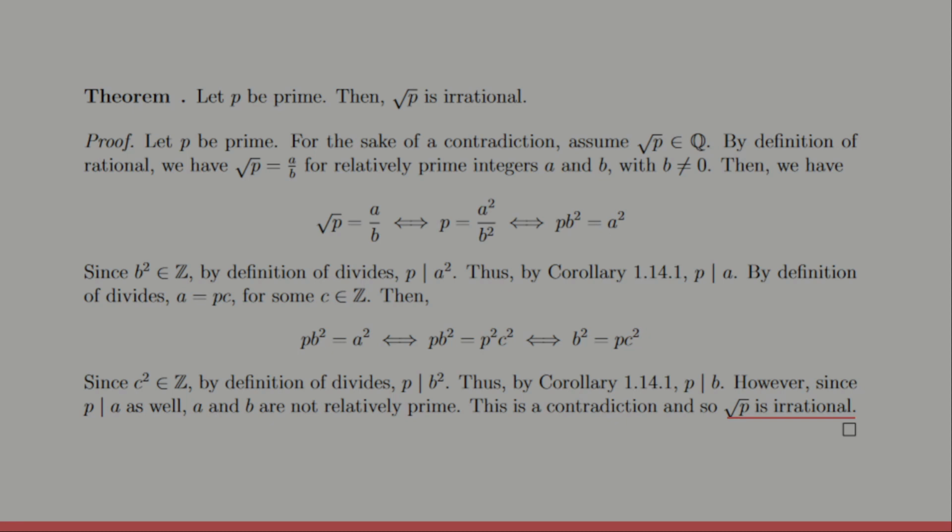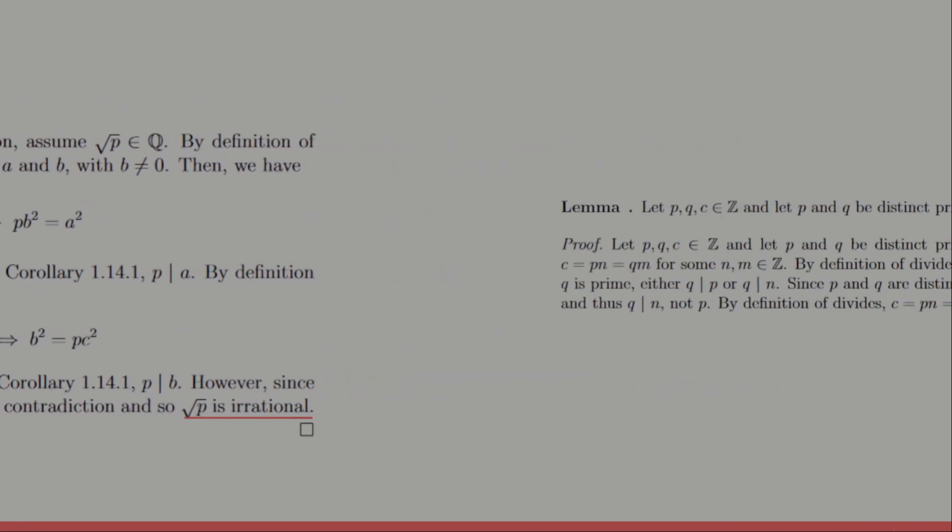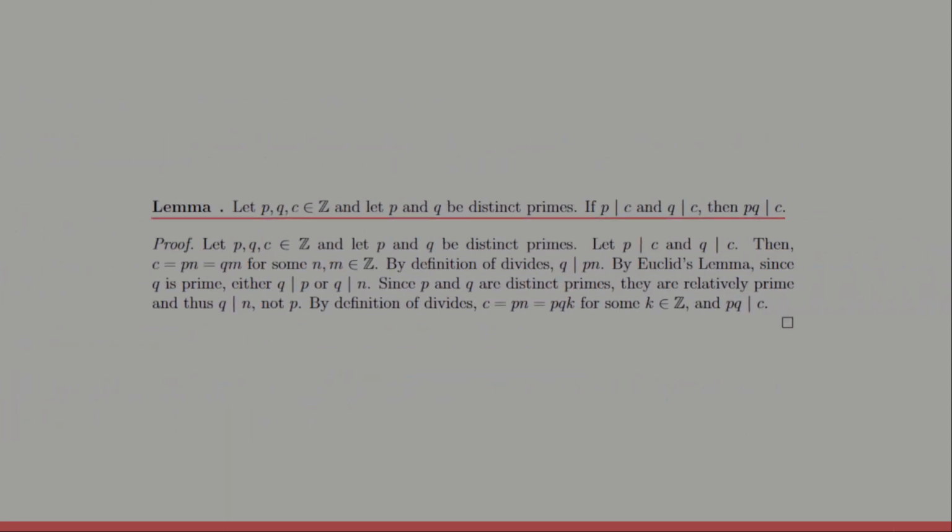Now, as a bonus, I'd like to also show that the square root of 6 is irrational as well. Similarly, I'll be proving a more general case. To begin, we need a small lemma. We need to show that when two distinct primes divide an integer, the product of those primes also divides the integer. For example, 2 divides 6 and 3 divides 6. Thus, it must be the case that 6 divides 6.